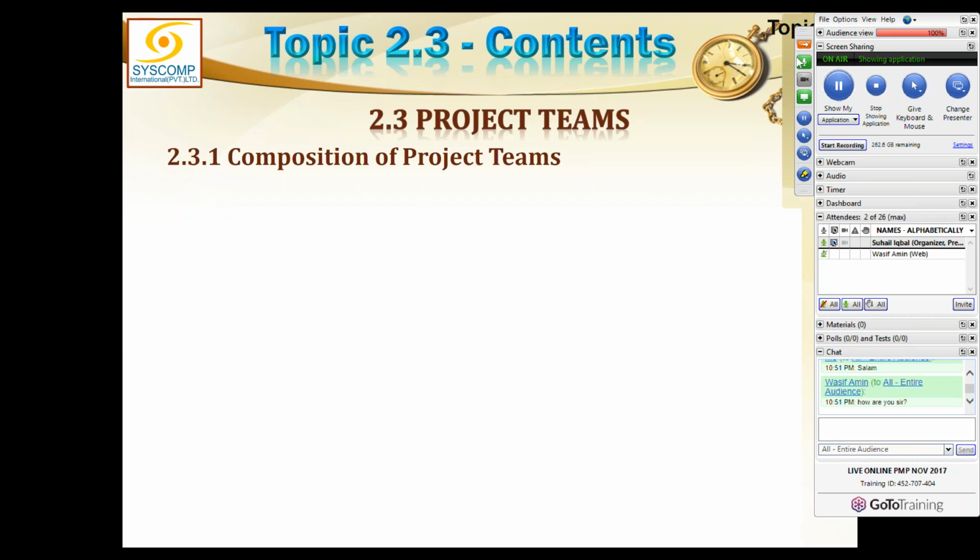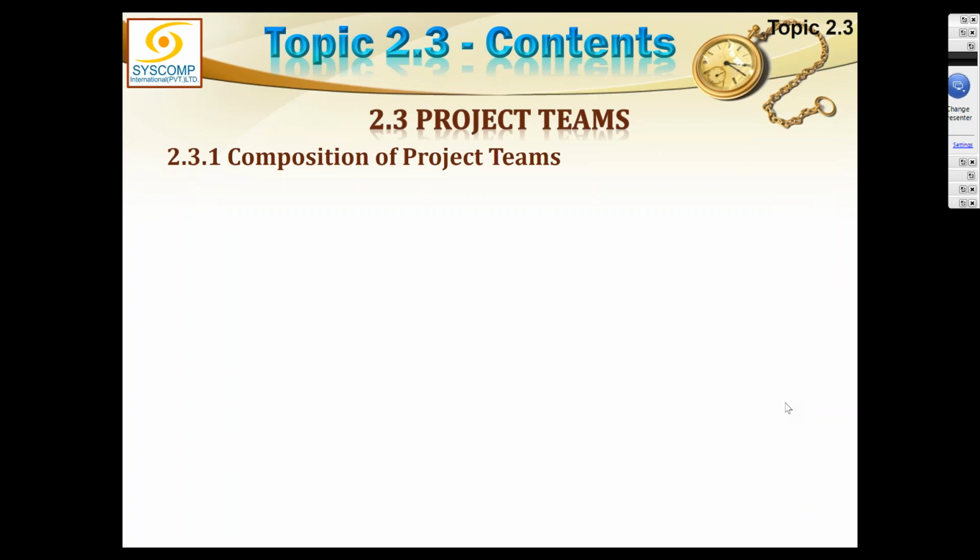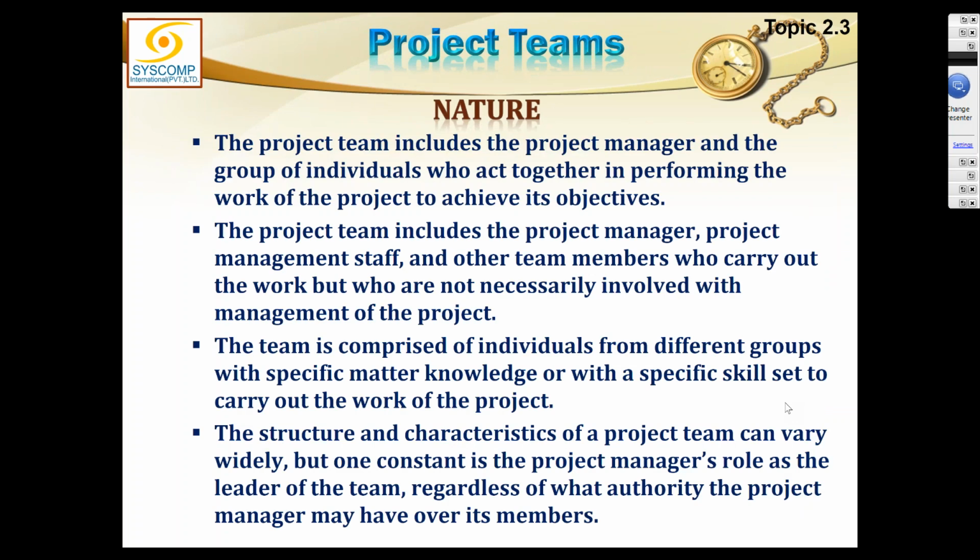So here we talk about the composition of the project team. The project team includes naturally the project manager and the group of individuals who can act together in performing the work of the project to achieve its objective. And this is really very important, that you orchestrate the team in such a manner that it is most proficient in accomplishing the goals of the project and meeting the project success. This is important for you. So the team should not have redundancies. No redundant team members, no stupid team members. This should be the most efficient team you want to have.